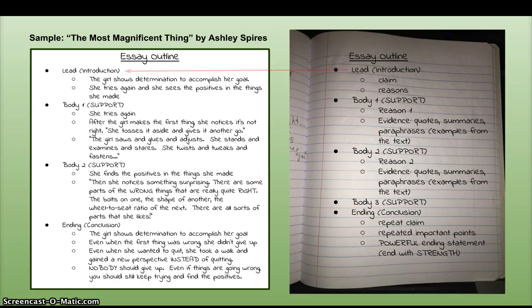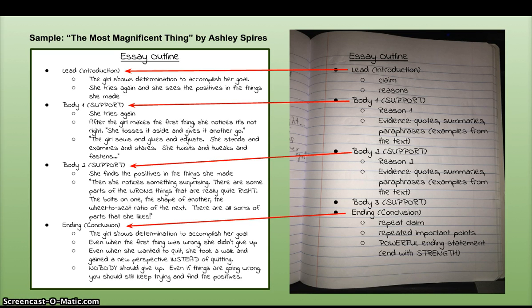Okay, I got my lead, my introduction for my claim and my reasons that I've been talking about. And then my 2 support paragraphs just separated my reasons so that I could elaborate on them, so I can add more information and make sure I have evidence. And then the last thing I did was my conclusion, my ending. I want to make sure I plan out what I'm going to say so I don't forget what I want to say when I actually go to write it in sentences and paragraphs.